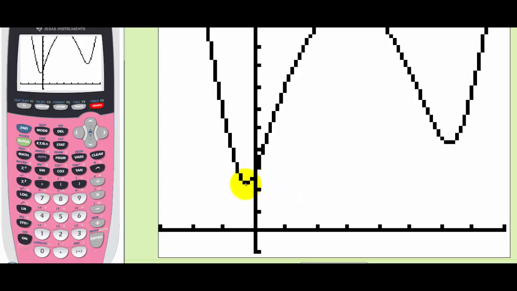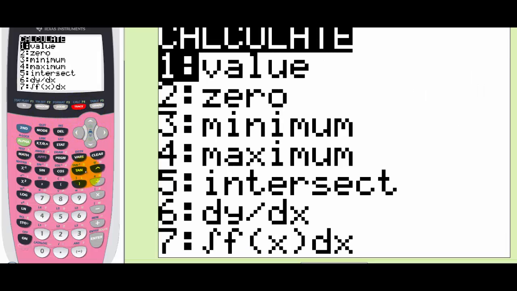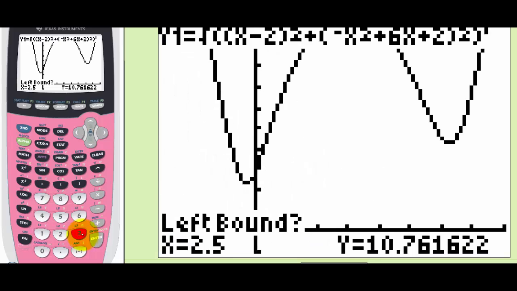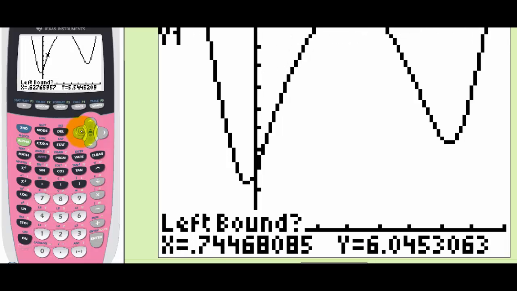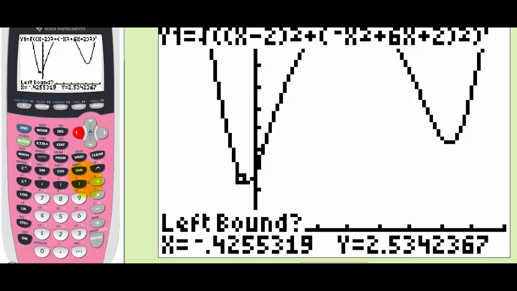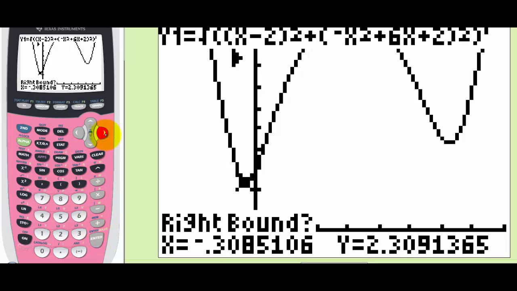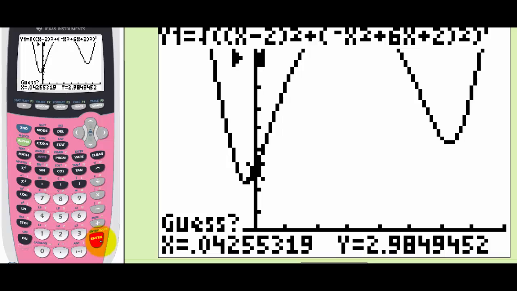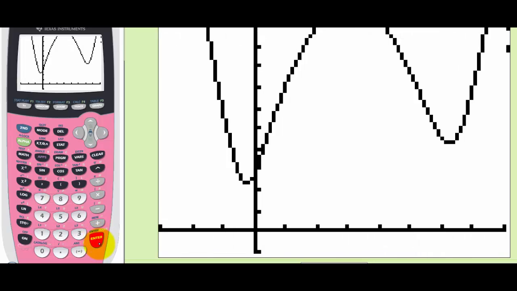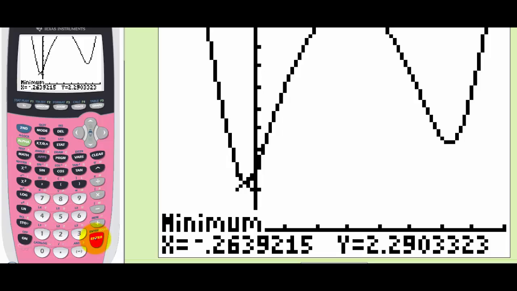And so I see that the minimum distance is going to be for an x right here. Okay, so let me grab it, and I have calc right here, minimum, and where's my cursor? Left bound. I don't see my cursor, oh, it's coming down right here. So left bound right here, enter. Right bound right there. And careful, the question is, use your calculator to find the minimum distance. So the minimum distance is going to be 2.29.